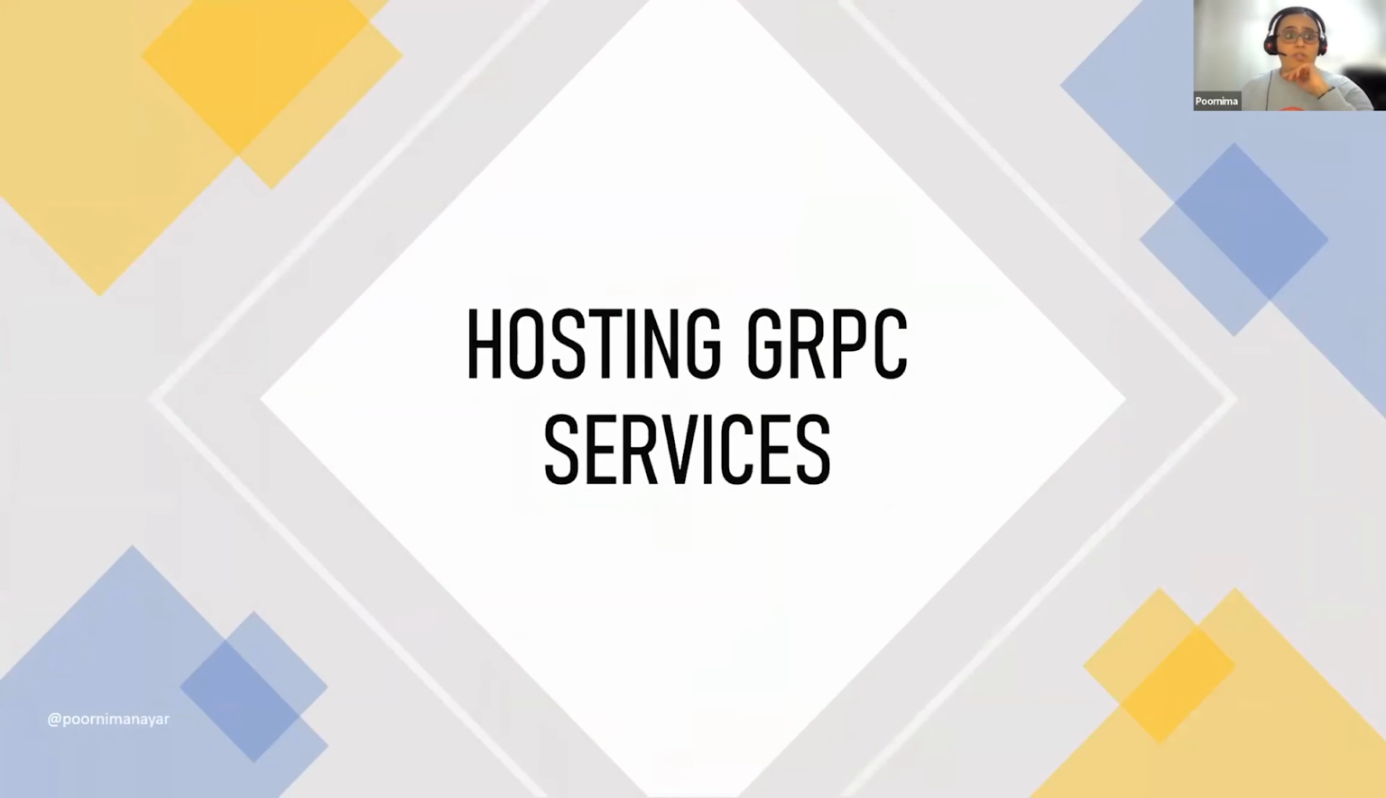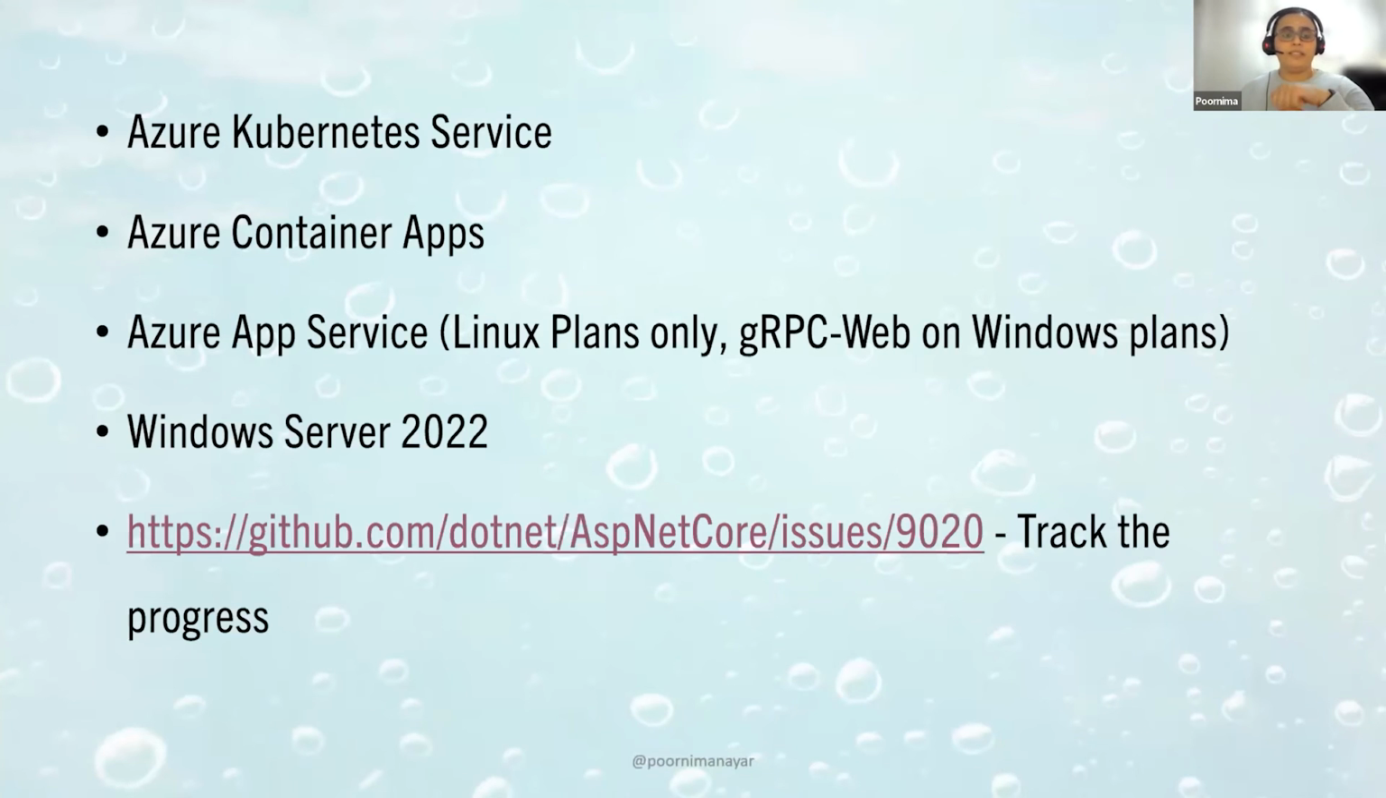Talking about gRPC hosting, you can host it on Azure Kubernetes Service, container apps, Azure App Service. Linux plans are supported. If you want to use Windows plans, then you can only have gRPC Web, which is a way of using gRPC on the browser if you want to bring gRPC down to the browsers, but it doesn't have the client streaming or the bidirectional capabilities. So you can have your gRPC services hosted on Windows Server 2022 as well. But if you want to track the progress of where Azure is with gRPC, this is a good GitHub issue to track it on.